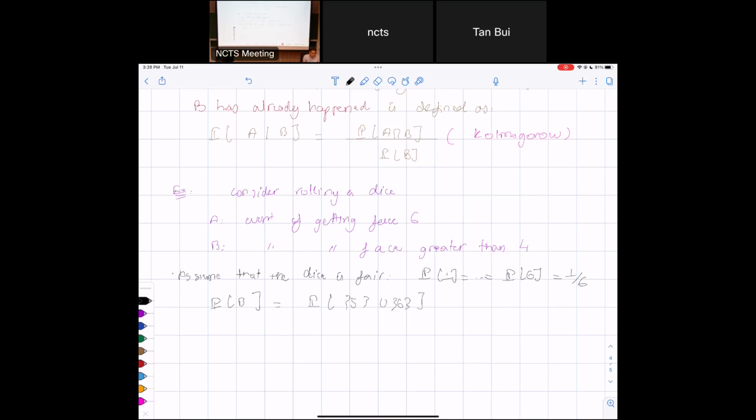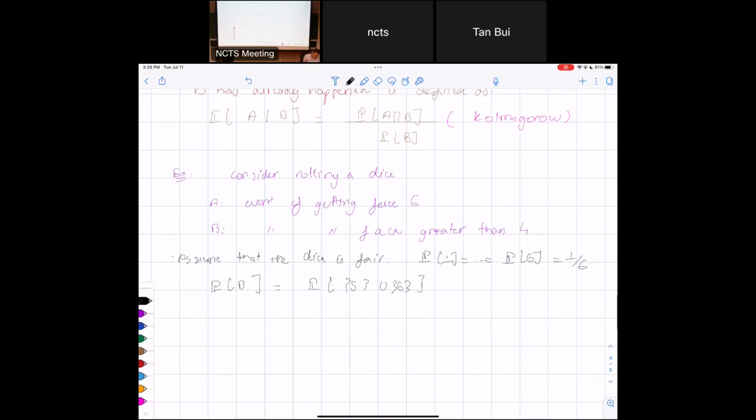Right? Phase greater than 4 is 5 and 6. Two choices, right? It's a union of these, and we know that they are mutually exclusive, right? Therefore it's equal to P5 plus P6, so it equals 2/6. Okay? So we also know that P(A) is 1/6.